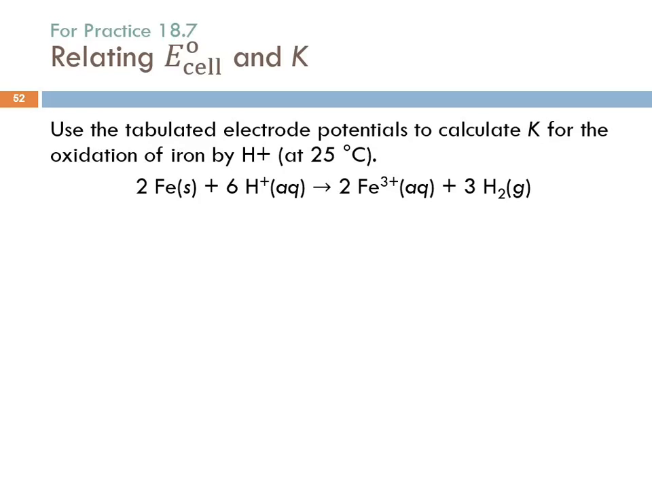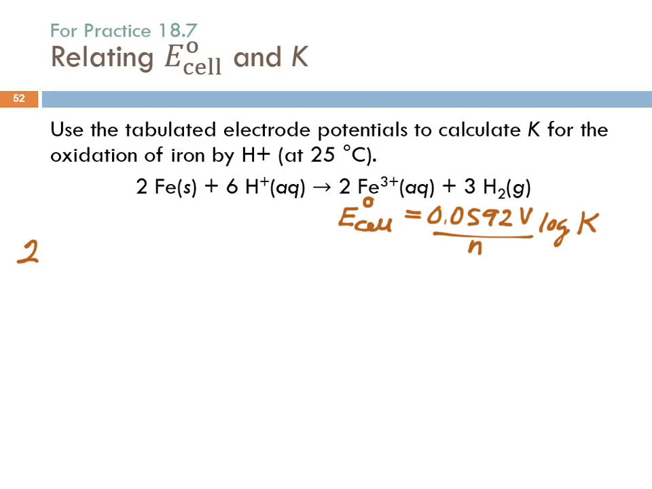Now we're going to calculate K using the standard cell potentials. I forgot to superscript that plus, but we'll just leave it alone. So the equation: the cell potential is equal to 0.0592 volts over n times the log of K. So we need the standard cell potential. We've learned how to do that.